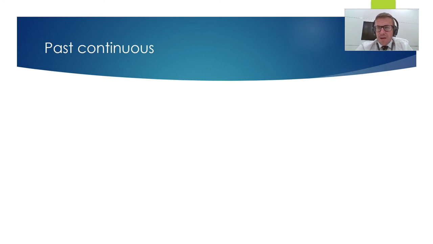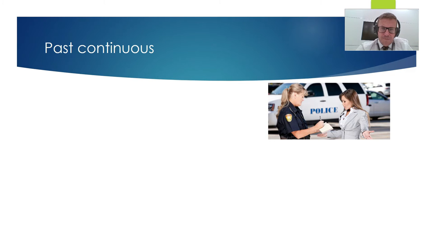Now let's look at past continuous. This picture might help. We have a woman talking to a police officer about something that happened. So she needs to describe something in the past to tell her the story. Here's what she said. I was driving home when the car hit me. So this language in green is was driving. This is the past continuous.